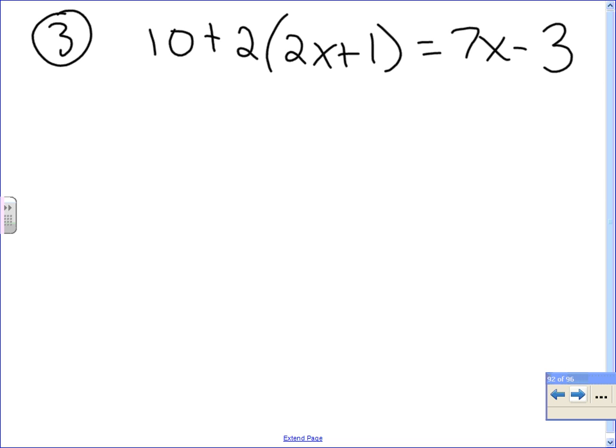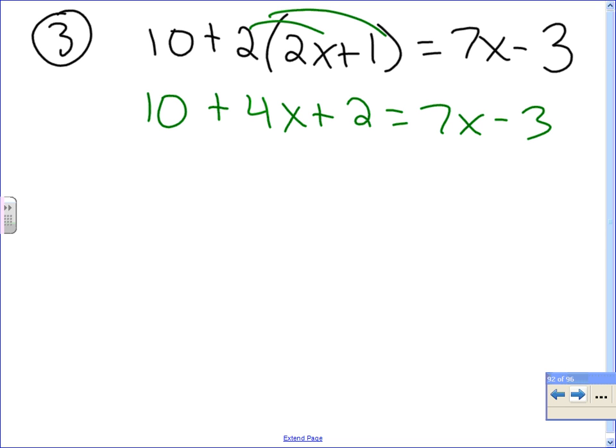All right, what is the first thing we have to do on this? First step, Tia, distribute. So this 2 gets distributed to what's inside parentheses. You're dropping the 10 down, so we get 4x plus 2 equals 7x minus 3.